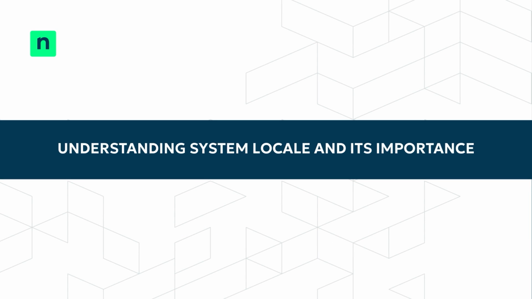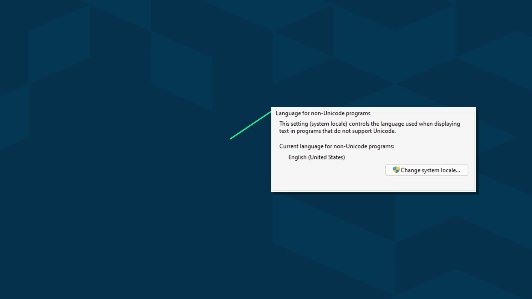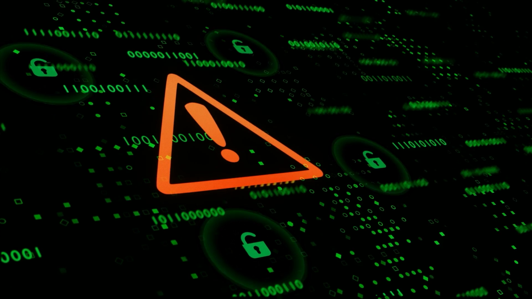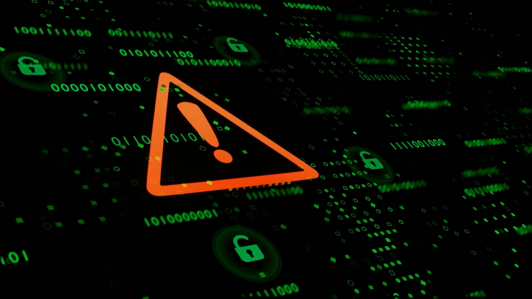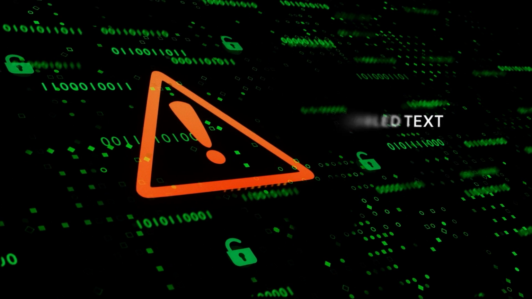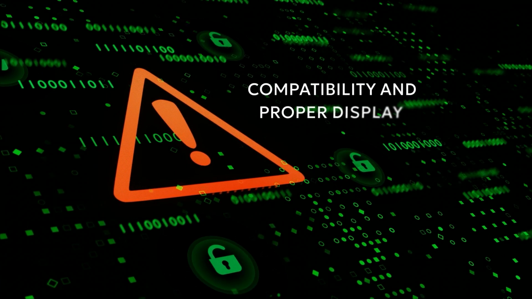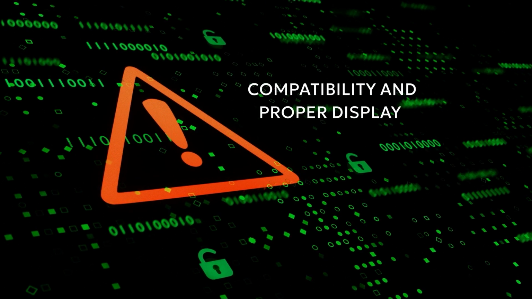Understanding system locale and its importance. The system locale dictates the language for non-Unicode programs, impacting character encoding, time, and date formats. When an application isn't fully supported by the active encoding, you might see garbled text or encounter operational issues. Changing the locale ensures compatibility and proper display for these specific programs.